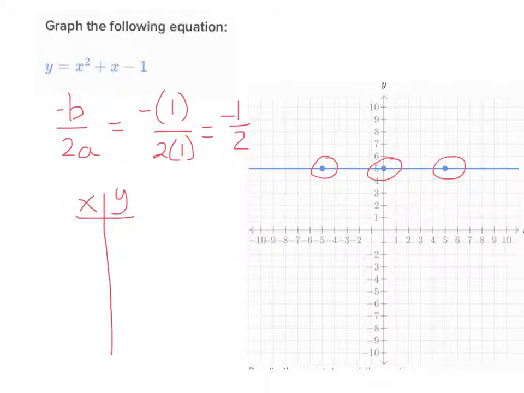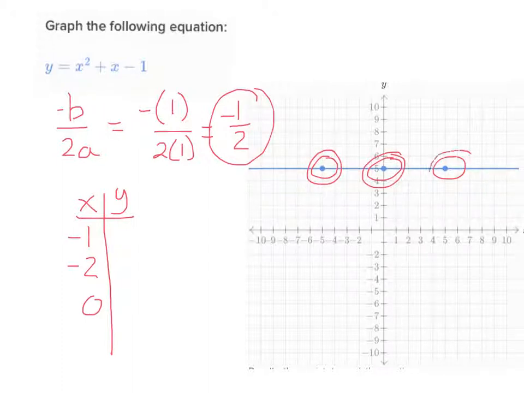And remember, if this is the axis of symmetry, then when I make my t-chart, I should plug in points to the left of the axis of symmetry, and I should plug in numbers to the right. So what's a number to the left of negative 1/2? Negative 1. What's another number to the left? Negative 2. Now give me a number to the right of negative 1/2. 0. So let's plug those 3 numbers in, and then that's going to be the 3 points that I graph.